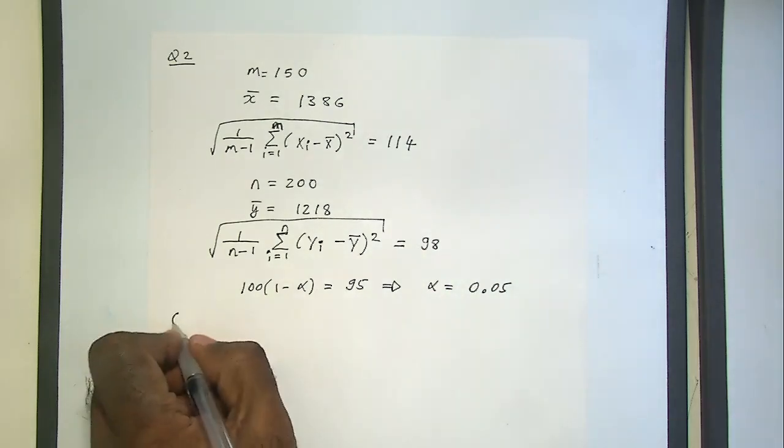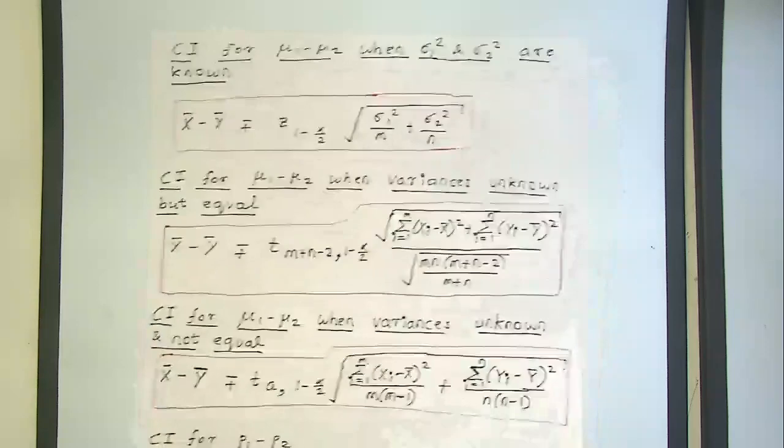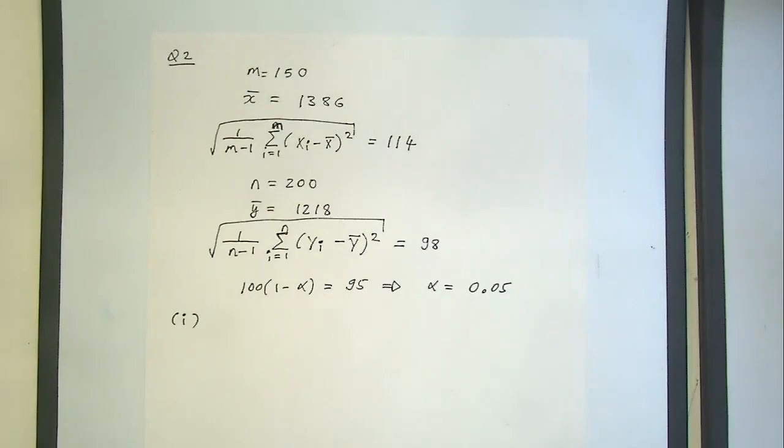Right. The first part is assuming that the variances are not equal. So which formula do you think we should apply? Of the 3 I've shown you here, which one applies? Is it number 1, number 2, or number 3?